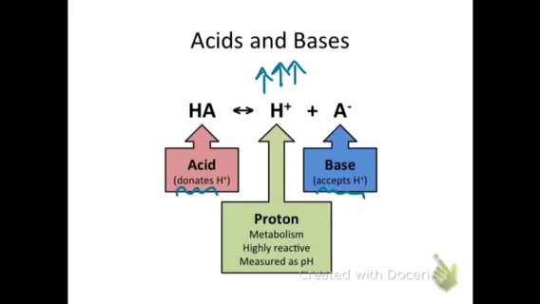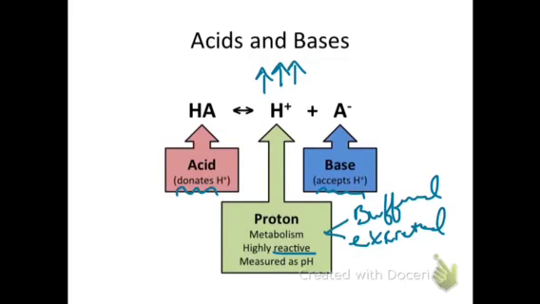And these hydrogen ions are highly reactive, so they must be either buffered or excreted so that the body can maintain a normal pH and so that those protons don't adversely affect protein structure and function. The concentration of these protons in blood is measured as the pH.